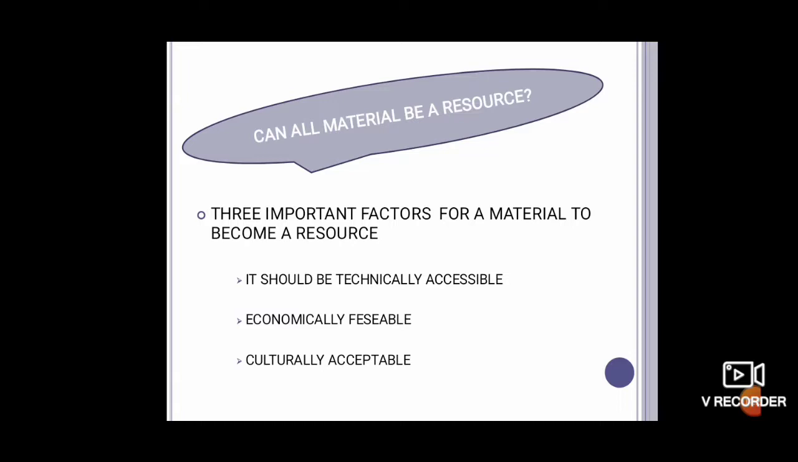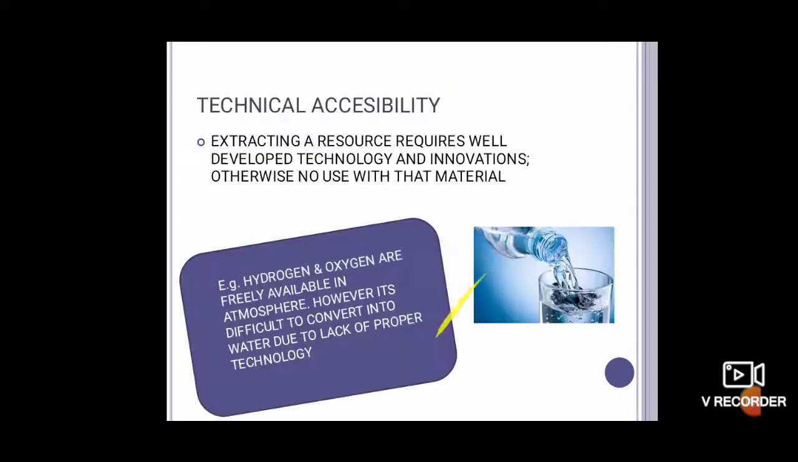So, can we call all materials a resource? No, that's what Professor Zimmermann told. So, what are the factors for making a material become a resource? Generally, a resource should possess three important factors. Then only a material can become a resource. Which are they? A material should be technically accessible to us. Second, it should be economically feasible for us. And last but not least, it should be culturally acceptable. Let's look in detail at all these three factors.